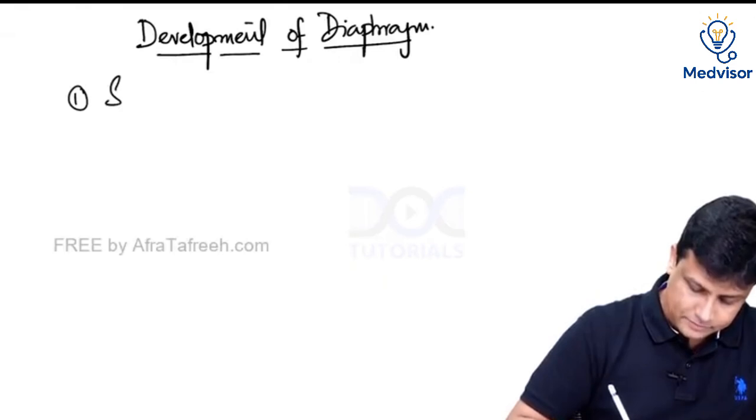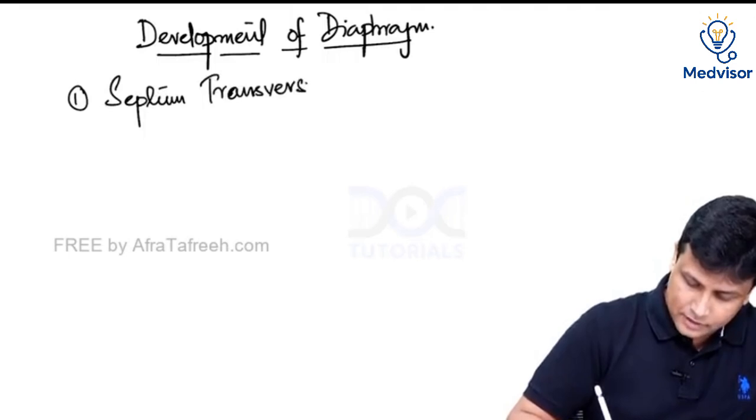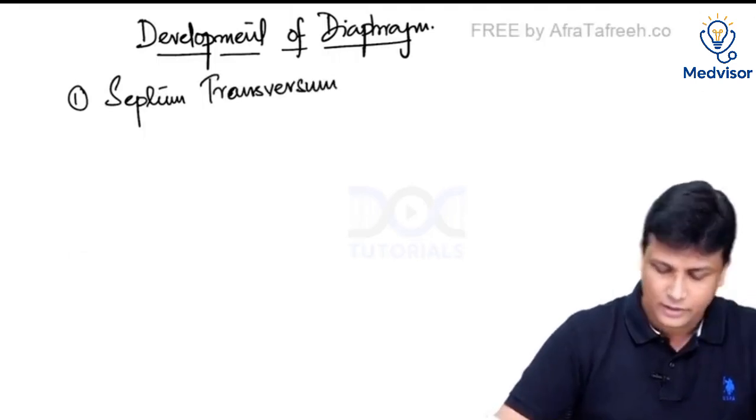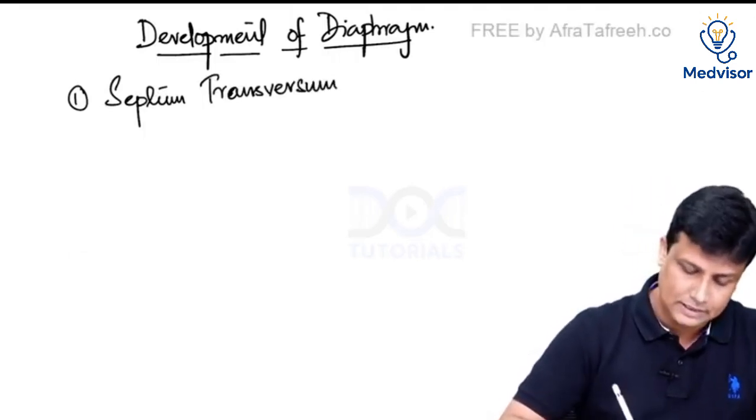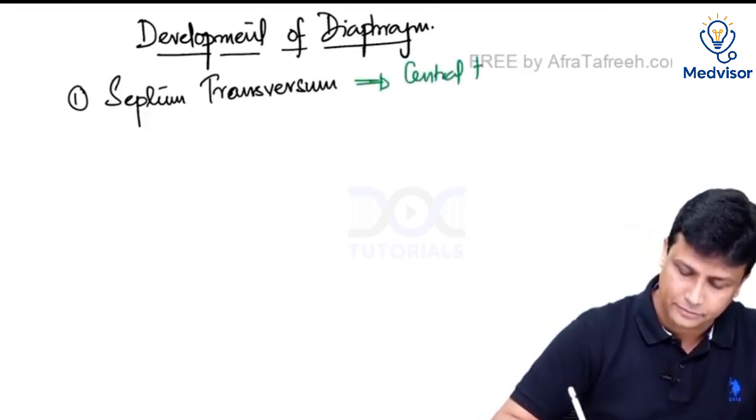Number 1, the diaphragm will be developing from your septum transversum. And septum transversum is the one which is actually going to form the central tendon of the diaphragm. It is the one which is going to form the central tendon of the diaphragm.